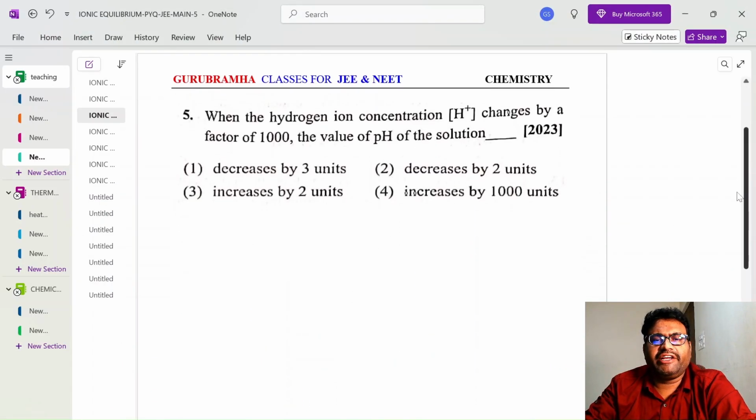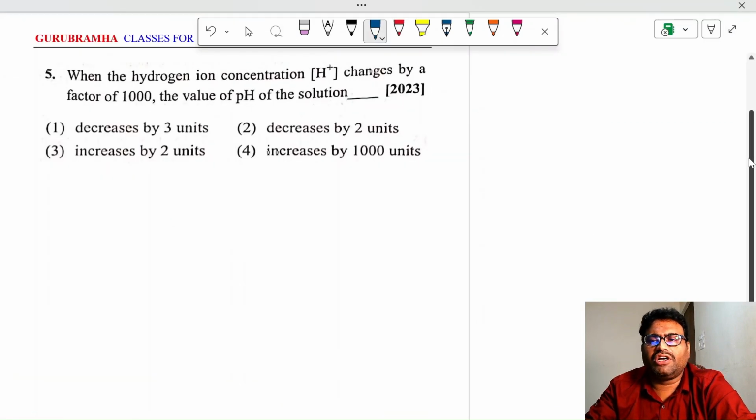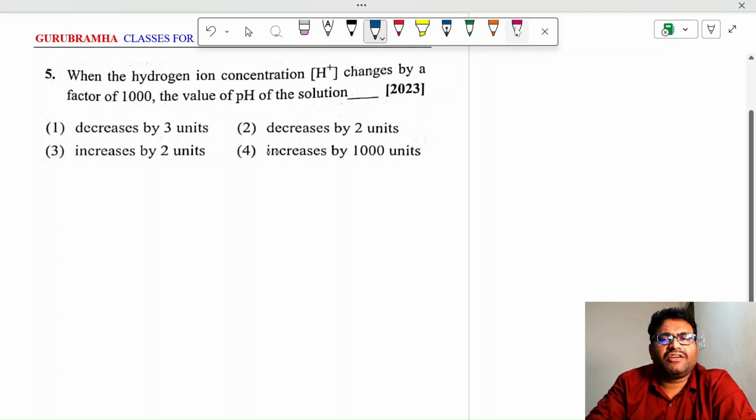So recently, these JEE mains questions are not so easy. First of all, we need to understand the question, especially in physical chemistry, there will be a lot of mathematical operation involved. So, the more questions you practice, the more you will be able to solve the questions of JEE main. Okay. So, let us see question number 5.